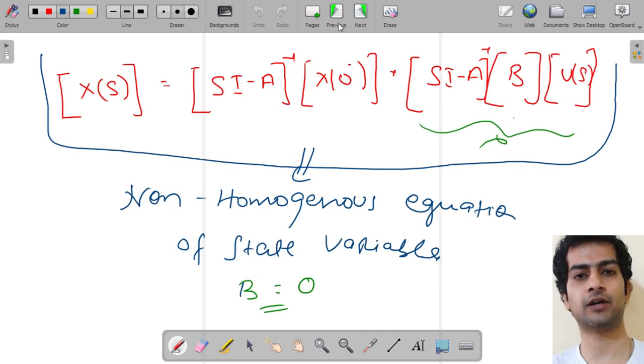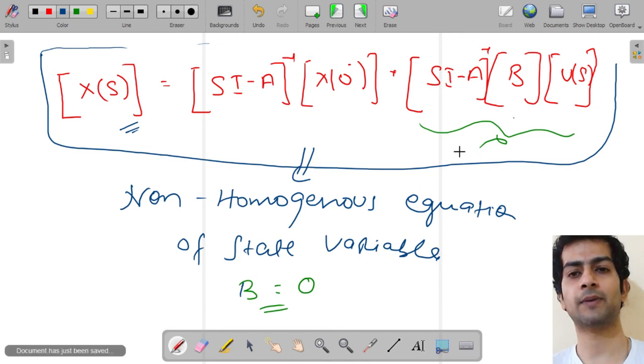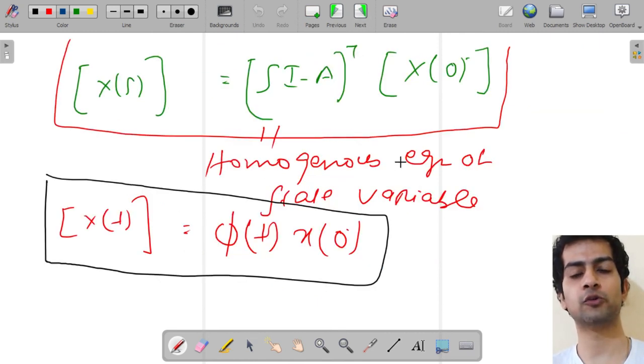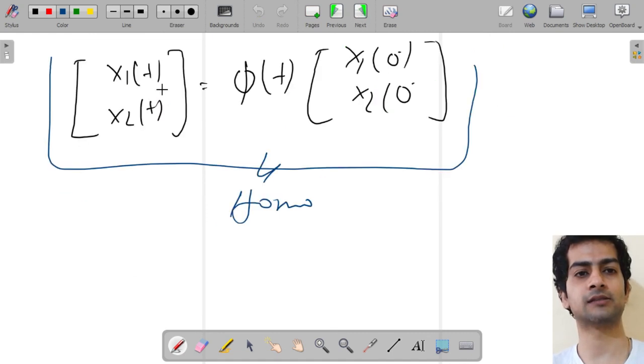So see, here we have learned a very important thing. This is the solution of state variable. Earlier we said that it is a solution of a state variable. It is also known as the non-homogeneous equation of state variable. But when we apply B equal to 0, then we get the homogeneous equation of state variable. Then we represented it in time domain, and then we expanded it considering we have two state variables. So I hope this part is clear to you.